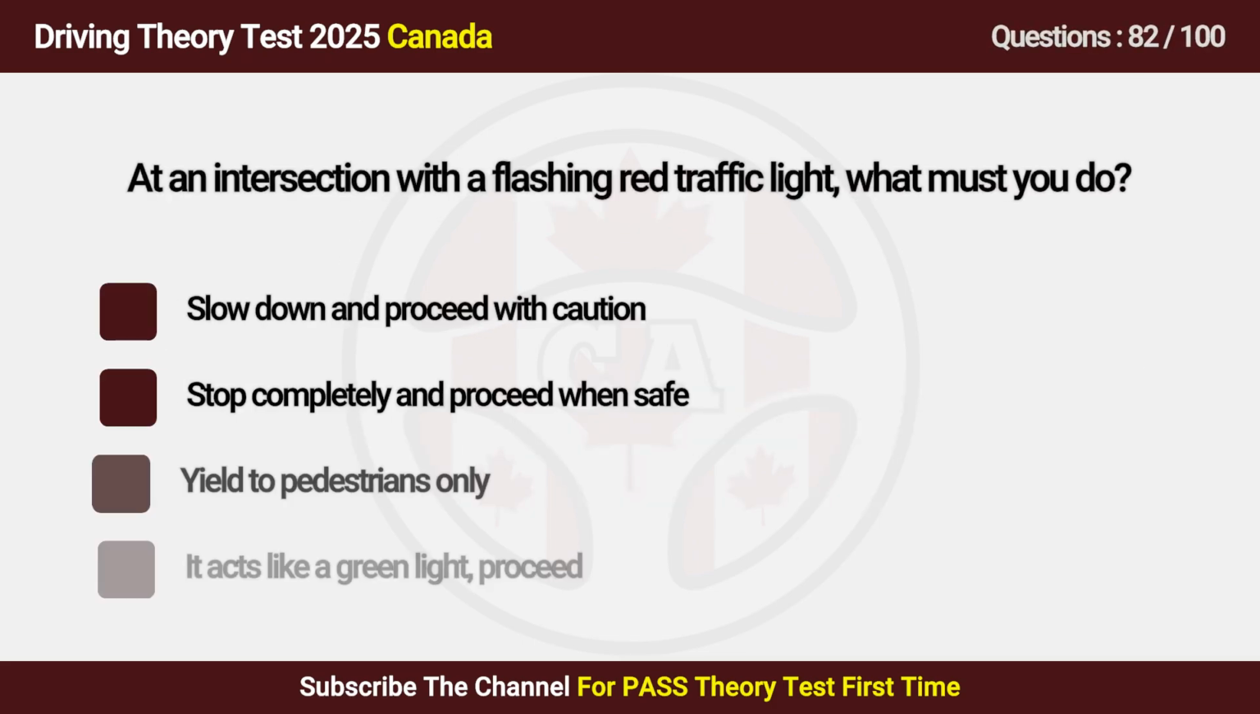Question 82. At an intersection with a flashing red traffic light, what must you do? A. Slow down and proceed with caution. B. Stop completely and proceed when safe. C. Yield to pedestrians only. D. It acts like a green light. Proceed.